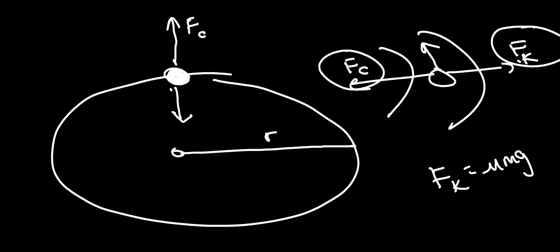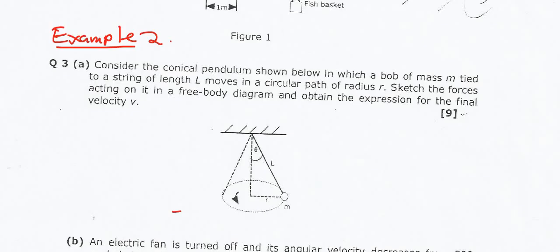So maybe enough of this. Let me show you how we can apply it. Maybe you'll make sense of the following example, which we'll call example 2. I just want you to see the application of centripetal force. Consider the conical pendulum shown below, in which a bulb of mass m tied to a string of length L moves in a circular path of radius r. Sketch the forces acting on it in a free body diagram. Obtain the expression for the final velocity, v.